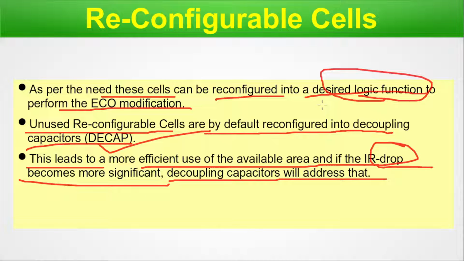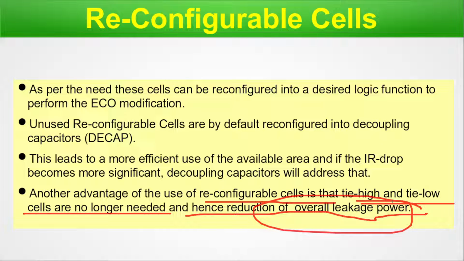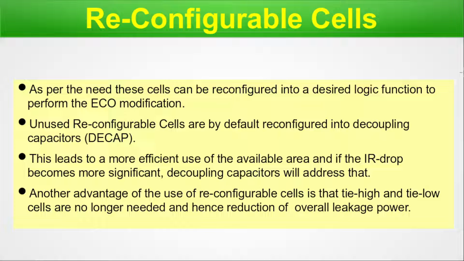It's a multifaceted cell. Another advantage of the reconfigurable cells is that tie high and tie low cells are no longer needed, and hence the overall leakage power is reduced. So leakage power was a problem in the previous one, that is the spare cells, and this is not a problem in the reconfigurable cells. We are done here with the reconfigurable cells. Now let's move on to the next slide.